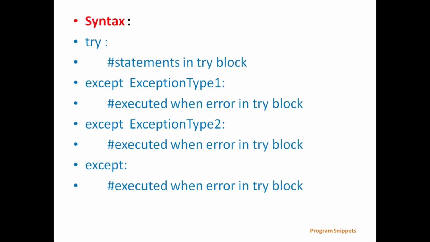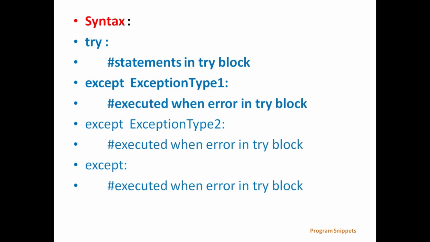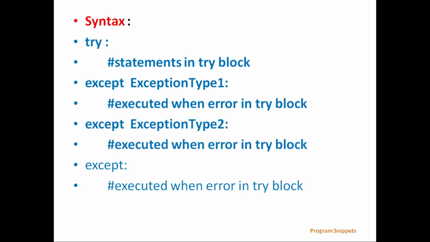The general syntax is try, then statements in the try block, except with exception type 1 and the statements to be executed when an exception type 1 error occurs, then except exception type 2 and the statements that are executed when an exception type 2 error occurs, and then default except and the statements to be executed when exception type 1 and exception type 2 do not match the exceptions.